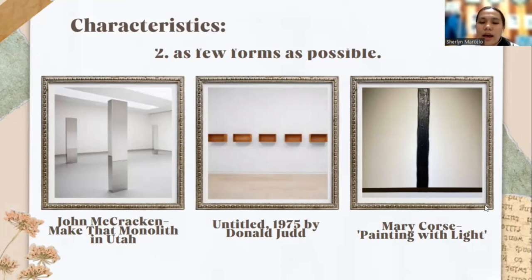So second is Untitled 1975 by Donald Judd. So si Donald Judd din, ganun din siya. Parang similar lahat ng artwork pero bilang lang din sa kamay. Yun yung isang characters ng minimalism art. And next is Mary Corse's Painting with Light. So, si Mary Corse, kilala din siya na artist ng minimalism dahil sa mga painting niya na 2 or 3 kulay lamang. And most of the time, black and white and isang guhit lang talaga. So, yan ang characteristic ng minimalism art.